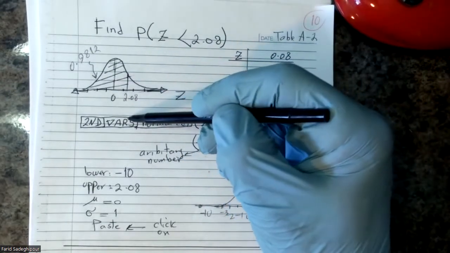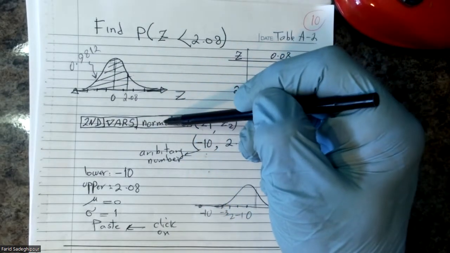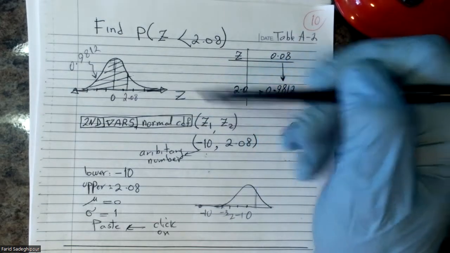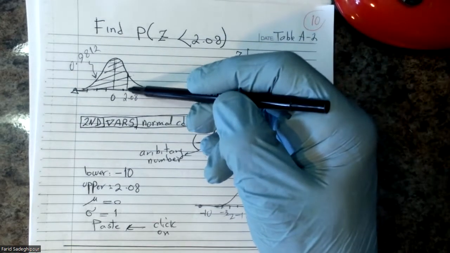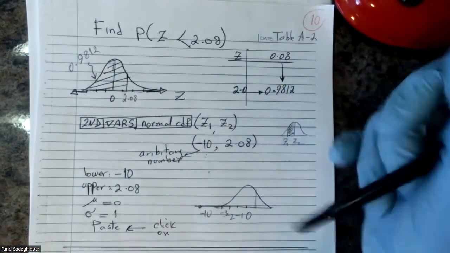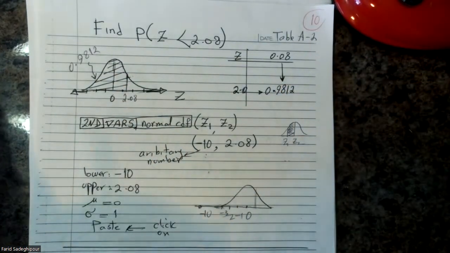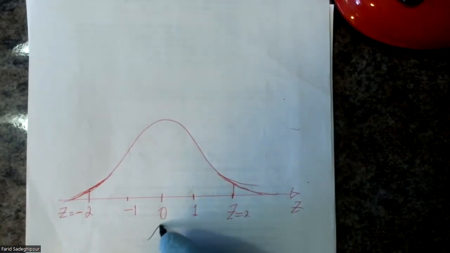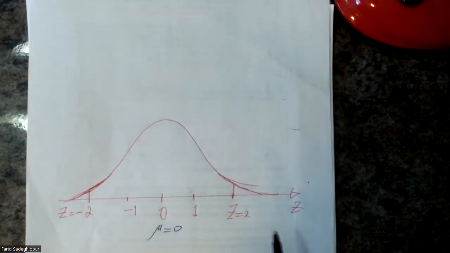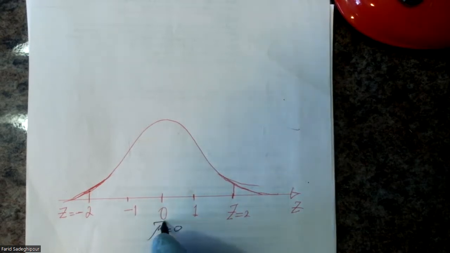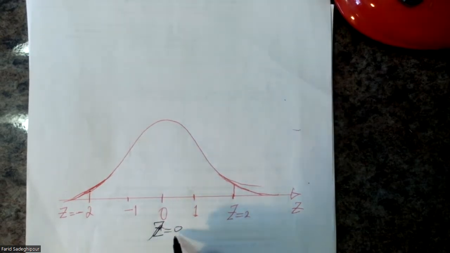You go to second VARS, normal CDF, and then the calculator needs two ends. One end is 2.08. The other end we don't know yet, so you can always use an arbitrary number. The reason we do that is this. In a standard curve, the mean is always 0, and here we just say z, z is 0, which is the mean.